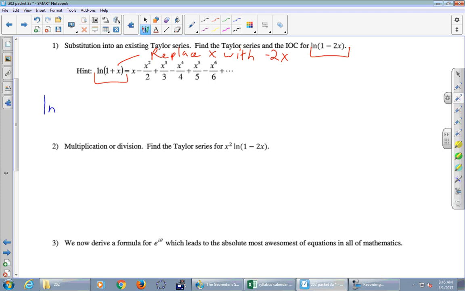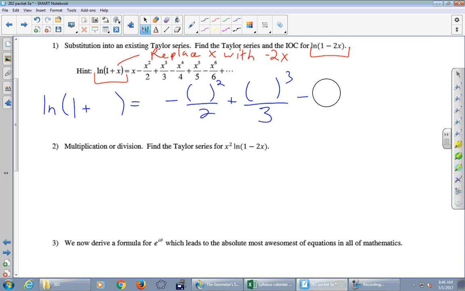So ln of 1 plus, and then I'm just going to write the shell here. I hope that it looks readable. I'm just trying to copy all of this stuff in the Taylor series that's written there, but instead of x, I'm just putting blank parentheses. I think I've got it.